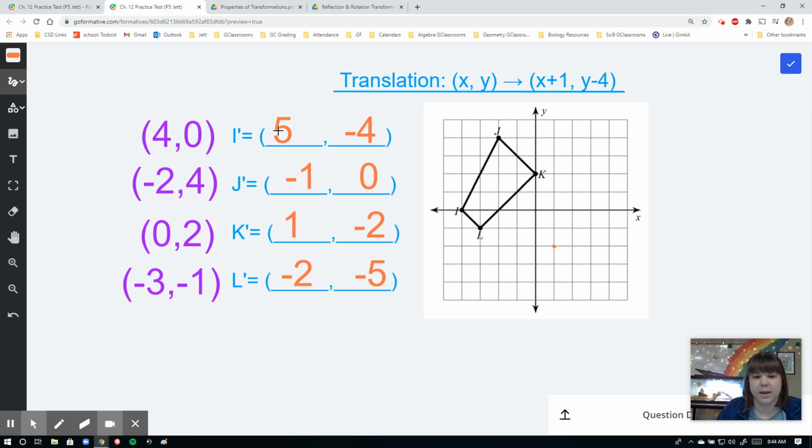Right? Oh, I need to be at positive 5. That's why. So 5 and then negative 4. So down 1, 2, 3, 4. Where is I? Here we go. x plus 1 down.